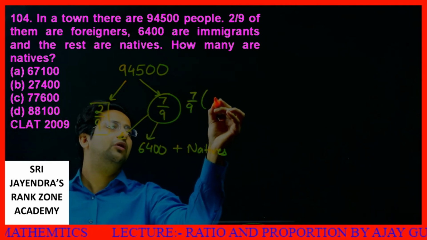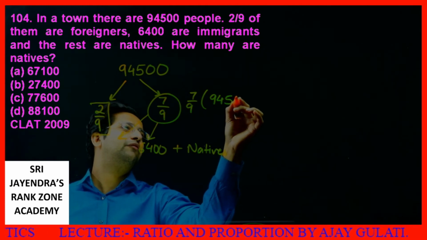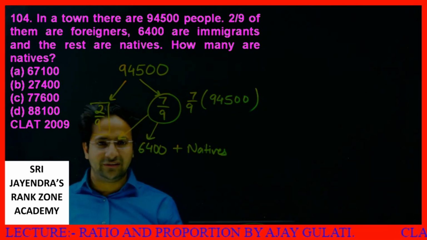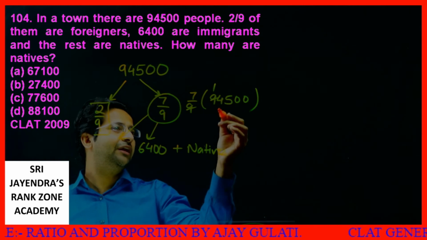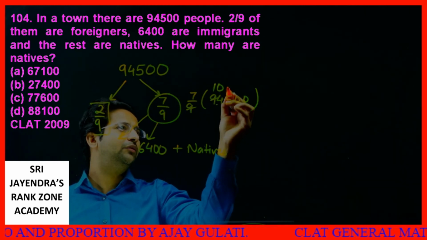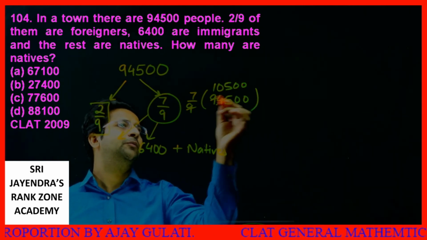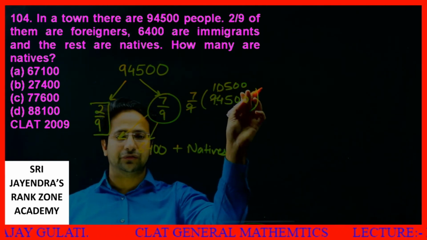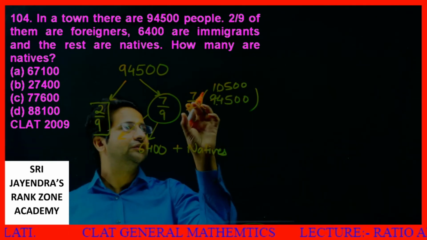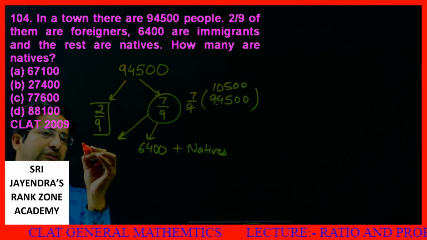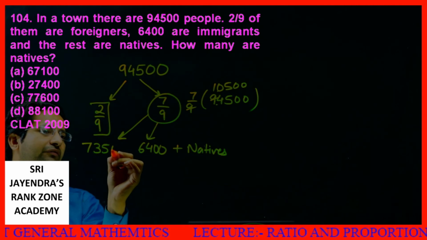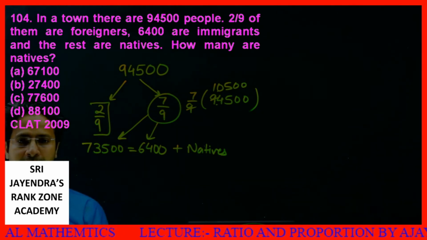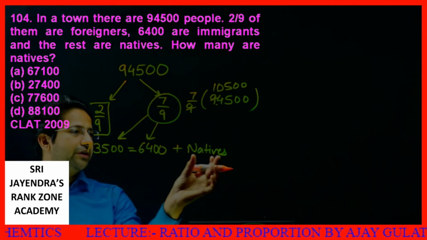7 by 9 of 94500. It's very easy to cancel. 9 cancel with 9, 1, then I'll write 0. 45 into 5, then 00. So 7 into 10500, 70,000 plus 500 into 7, 3500, 73,500. So this 73,500 is equal to 6400 plus natives.